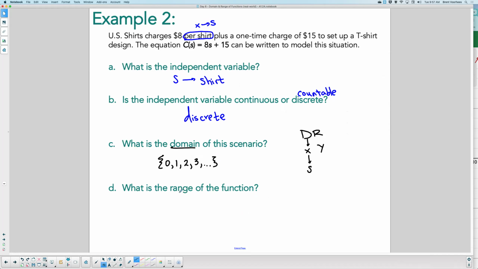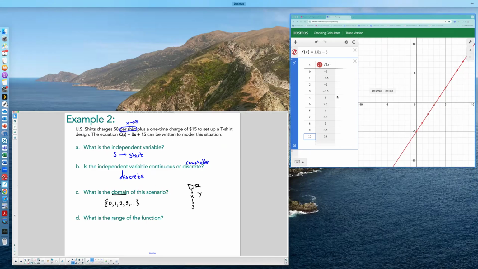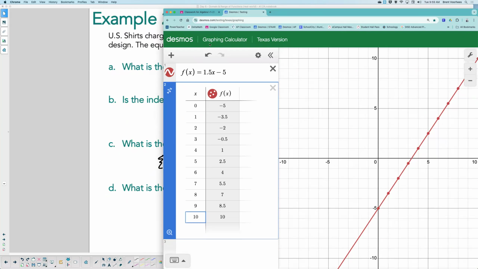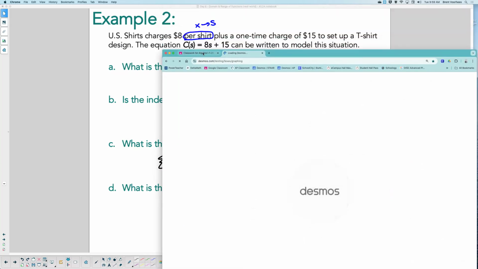Now, let's talk about range. So how did I find my range last time? We typed this equation in. Let's go to our calculator. Let's type this equation in. I'm going to hit the refresh button up at the top just to make everything disappear. Maybe I shouldn't have done that. It's taken too long. And we're going to type in the equation just like they gave it to us.